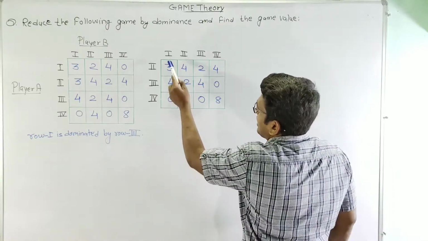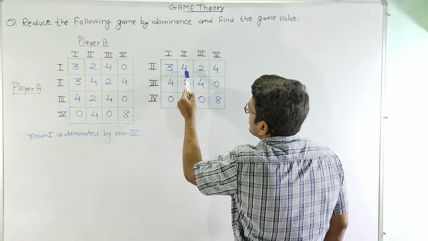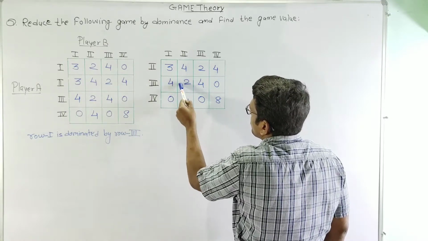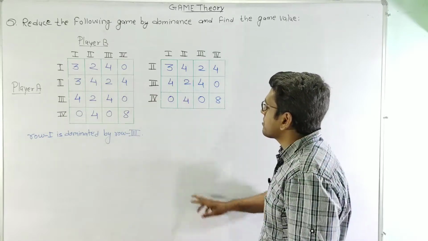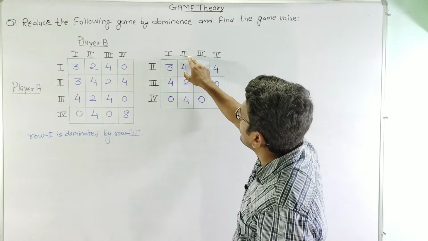So first we'll compare column 1 with column 2. So this is 3, this is 4, so this is greater. This is 4, this is 2, so this is lesser. That means there is no dominance between column 1 and column 2.